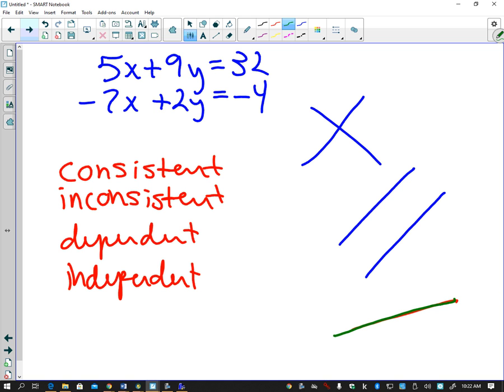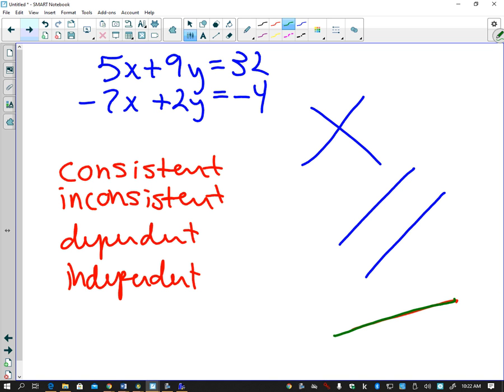Okay? So what I want to determine from this is, do these lines intersect? Do these lines have the same slope but different y-intercept? Two lines that have the same slope but different y-intercept are what? Parallel. Okay? Or are these lines in fact the same line? Where do we find this information at?